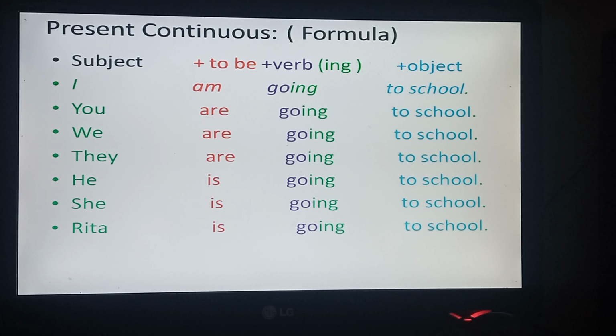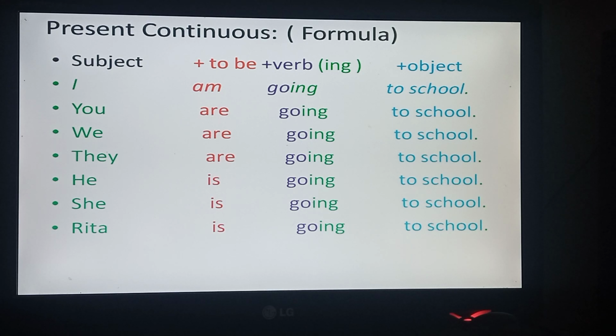Present continuous formula: subject plus to be plus verb with ing plus object. What is the subject? For example, I. To be is a helping verb. We have already learned in the verb lesson about verbs and helping verbs. So to be is a helping verb, plus the base form of the verb with ing, showing that it is continuously going on, plus object. So first the subject is I, and the helping verb is am.